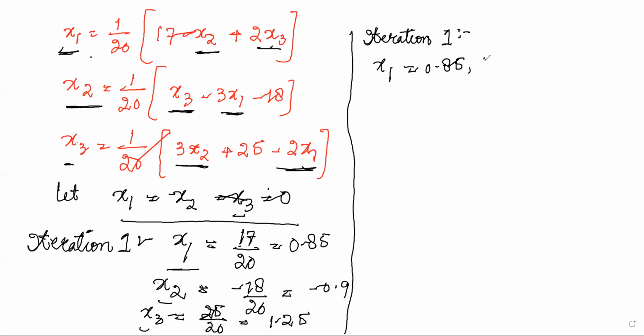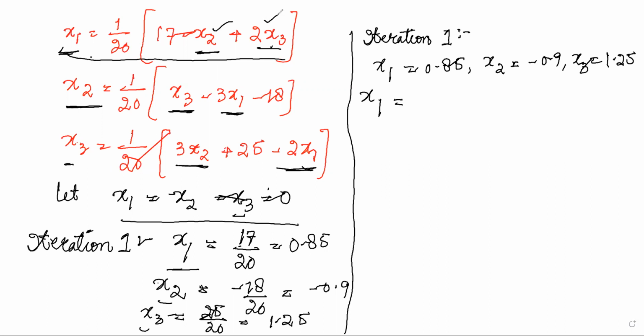Okay, x2 is equal to minus 0.9, and our x3 is equal to 1.25. Therefore, go to equation 1 again. Now you have x1 in terms of x2 and x3, so to find the next x1 in this equation, you have to substitute the values of x2 and x3.